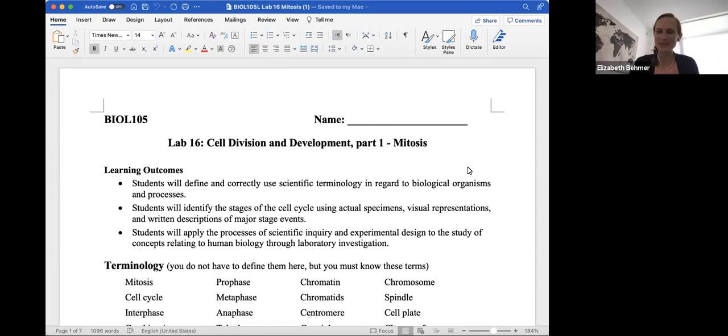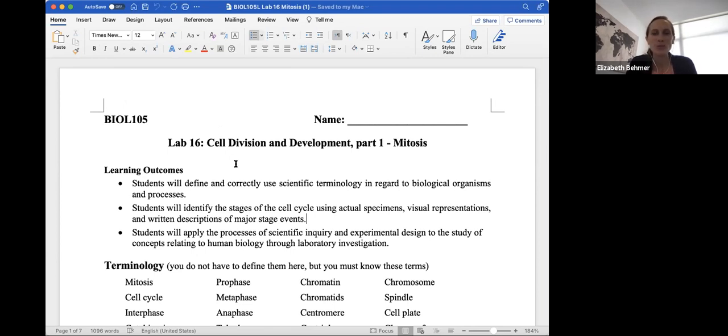This will be our last lab, and we'll go through cell division and development, and we'll get through part 1 on mitosis. So this is lab 16. I'm going to go ahead and share with you at the end what you'll be expected for your lab exam. But for right now, I'll take you a little bit through the lab guide, and then we'll go over what you'll need to complete for the end of the semester assignments.